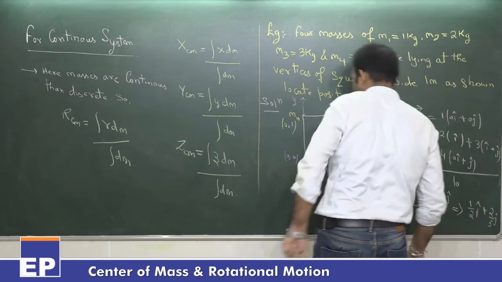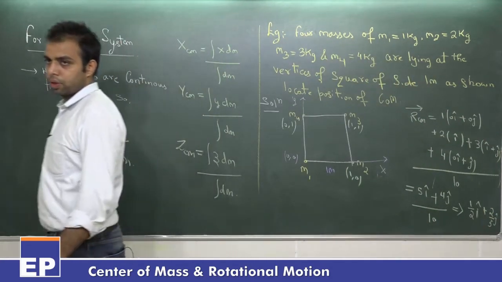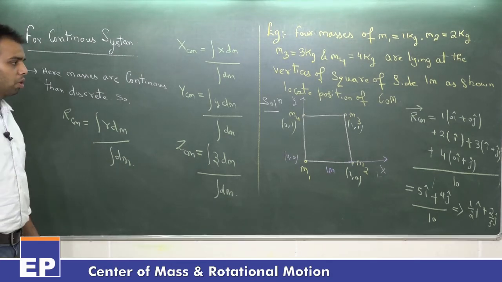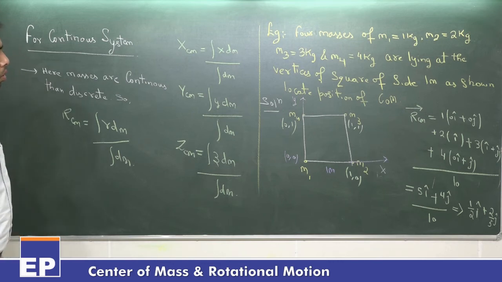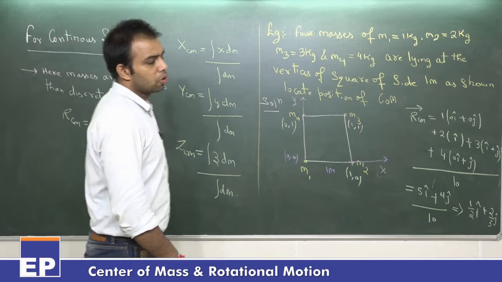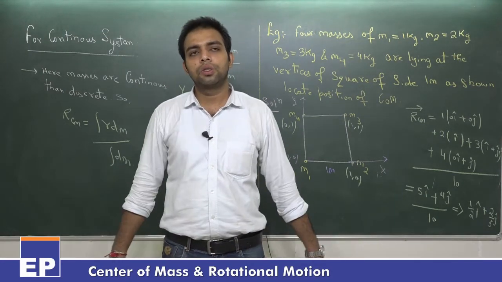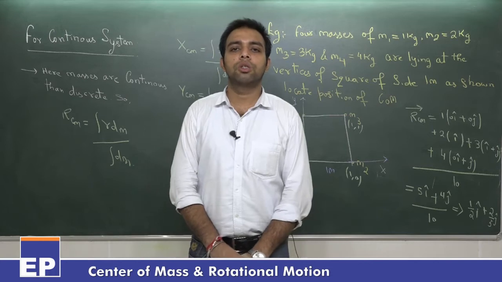This is the answer for it. Is it right? So in this way we can calculate the position of the center of mass for the given system. Is it clear? So this is the system of the discrete masses in which we have calculated the center of mass of the discrete system considering one of the masses at origin.